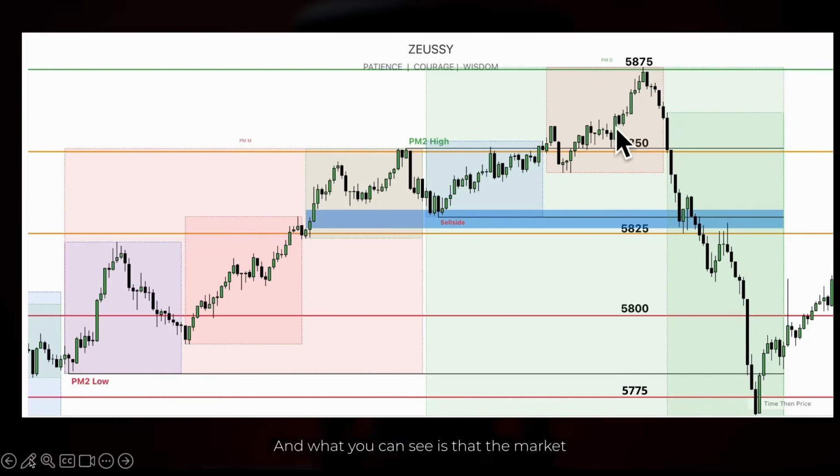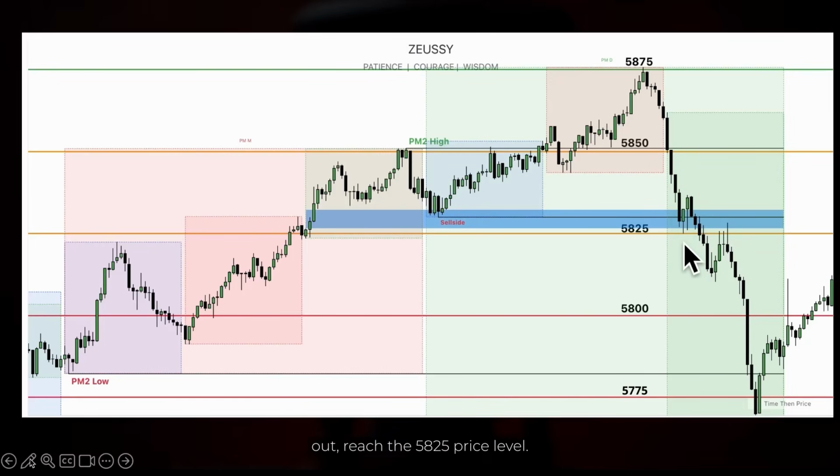And what you can see is that the market displaces through that 5,850 price level. Multiple imbalances get created, but the market is so bearish that it doesn't even retrace. It just simply reprices lower. It's drawn towards this sell-side liquidity pool of this 30-minute cycle low.